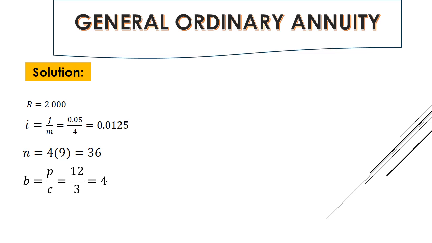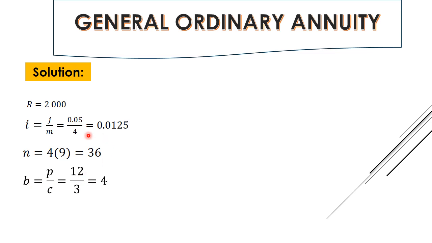So the given is the periodic payment is 2,000, and your I there is 0.0125, since we divide the interest rate per year, which is 0.05, with the conversion period, since it's quarterly, so we divide it by 4. Alright, so the n is 4 times 9, since t is 9 years, so that would be 36. Now the b there is p over c, where the p is 12 months, since it's annually, and c is 3 months for the compounding period, since it's quarterly. So 12 divided by 3 is equal to 4, so which means that b is 4.